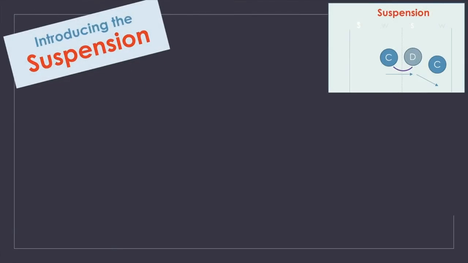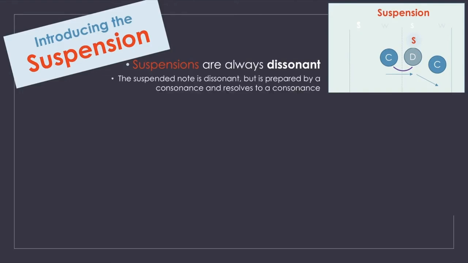Now, let's do a little bit more detail on what a suspension is. Suspensions are always dissonant. So I have the S there, and it's above the D, D for dissonance. The suspended note is dissonant, but it is prepared by a consonance, right? And it's resolving to a consonance. So it's not just a random dissonant note. It's a very, very specific type of dissonance.